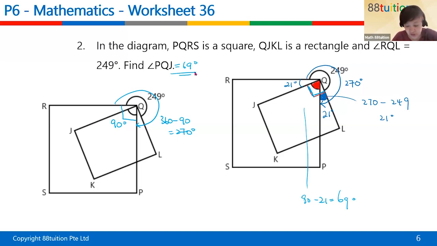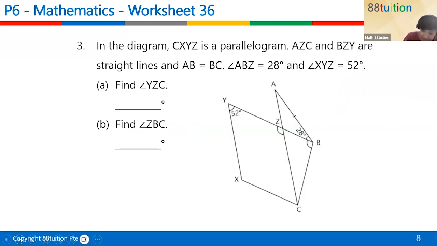Next, question number 3. Okay, number 3, a bit of explanation. CXYZ is a parallelogram. AZC is a straight line. BZY is a straight line. AB is equal to BC, so you must have an equal sign on this one. Angle ABZ is 28. Angle XYZ is 52. Find YZC, and the other one is ZBC.